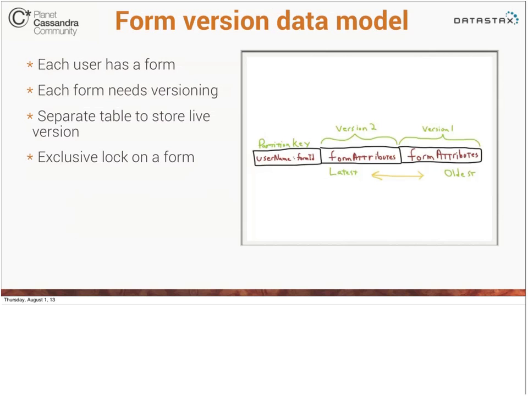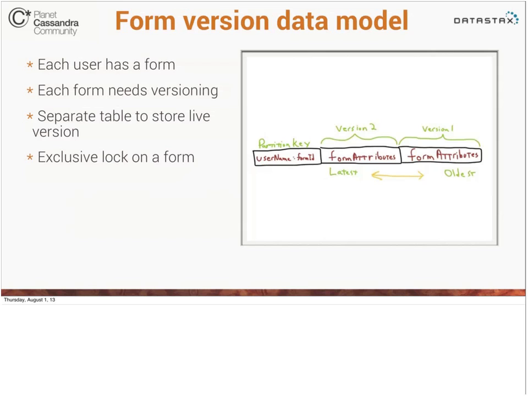So here's our data model. Each user has a form. They just own a form, and every version gets created. We'll reverse that so that the latest version is the first thing on their row. But we can keep a dynamic version. So every time they create a version, it just goes out.